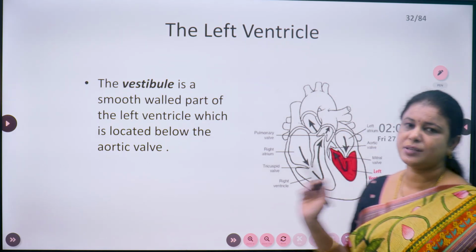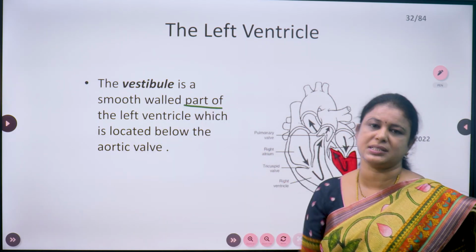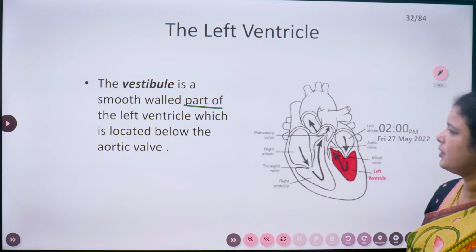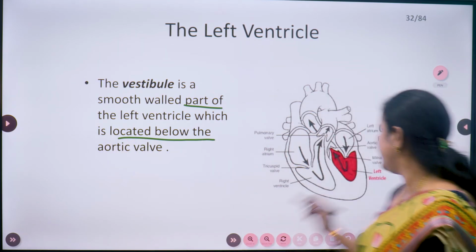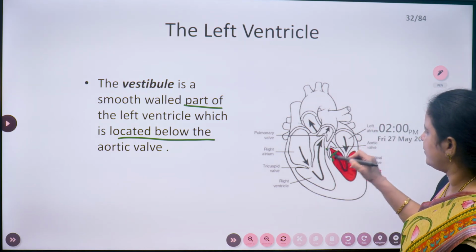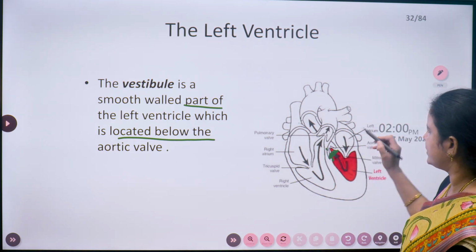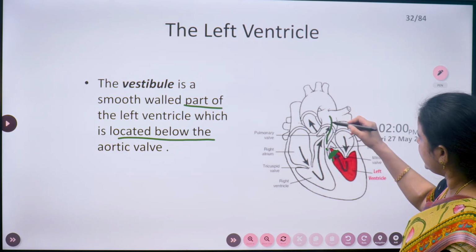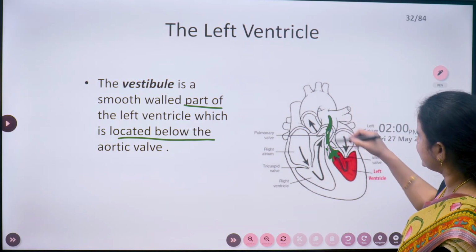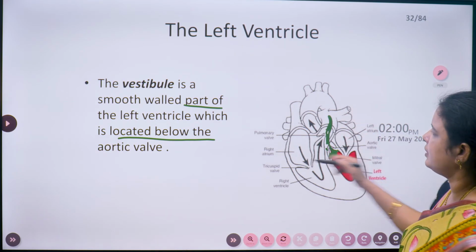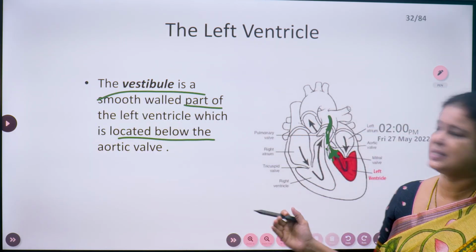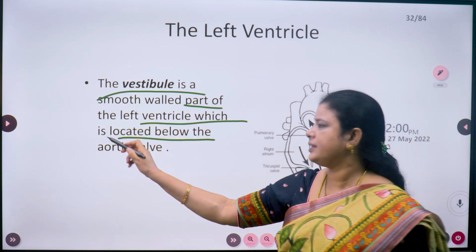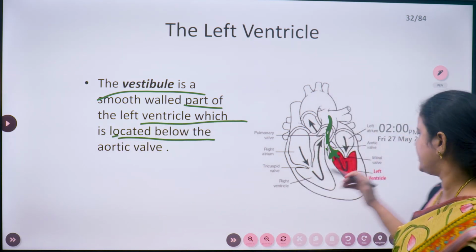Vestibule. The vestibule is the smooth walled part of the left ventricle, which is located below the aortic wall. This is the aorta, and just below the aorta we have the vestibule. The vestibule is the smooth walled part of the left ventricle which is located below the aortic wall.